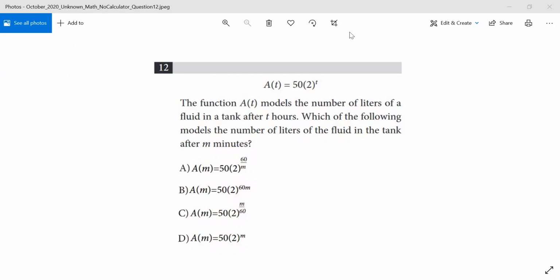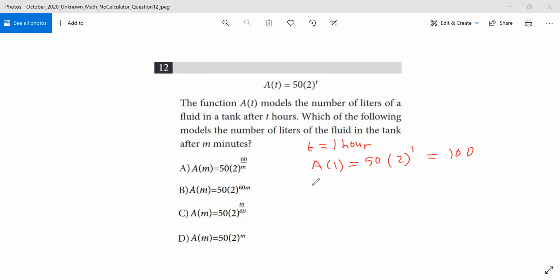Let me explain this by giving you an example. Let's say t equals 1 hour. Then I will be computing a of 1, which is 50 times 2 to the 1, and that will be 100.